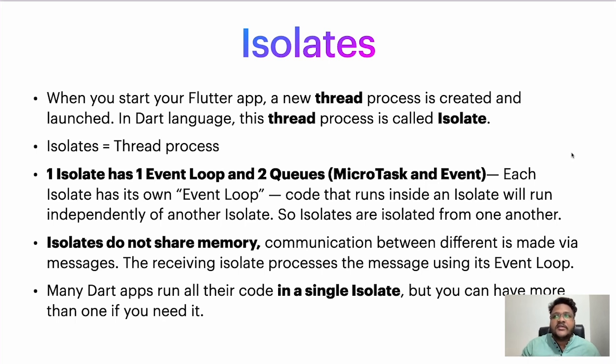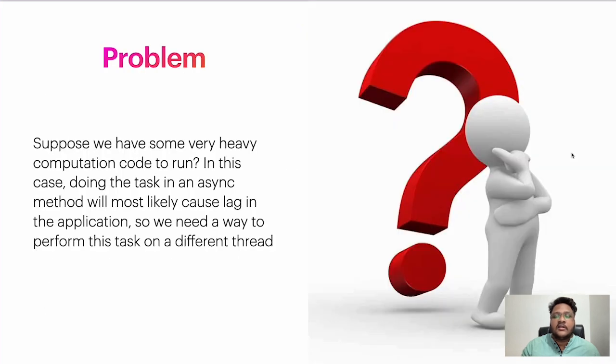Mainly, Dart is a single-threaded environment. If we don't create an isolate explicitly, all the operations and tasks are going to run on the single main isolate.